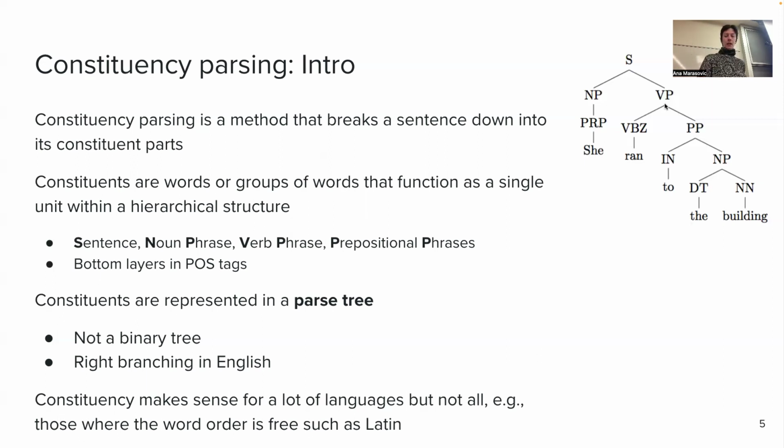So here, for example, the building is a single noun phrase, and that makes a constituent. These are two words that together function as a unit, specifically a noun phrase. Or here we have a verb phrase, and this is a constituent that is formed by run to the building. So these words altogether form a functional unit, namely a verb phrase.